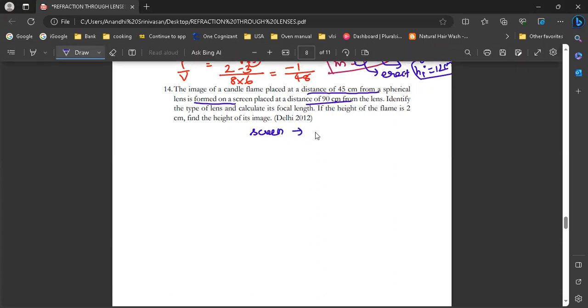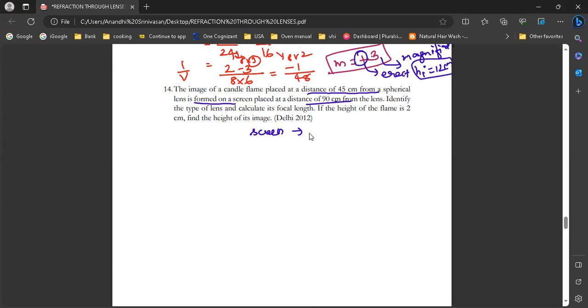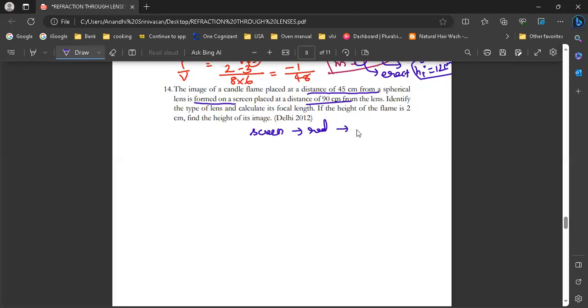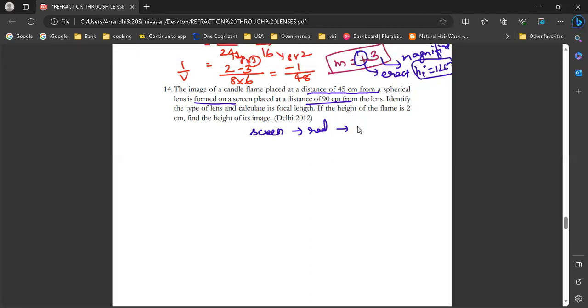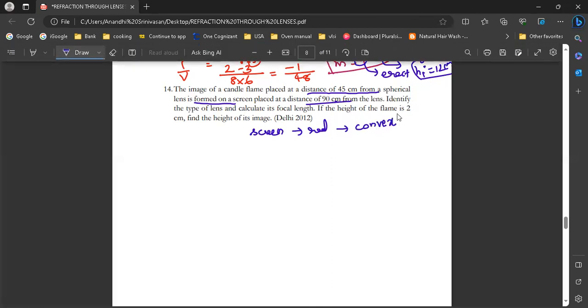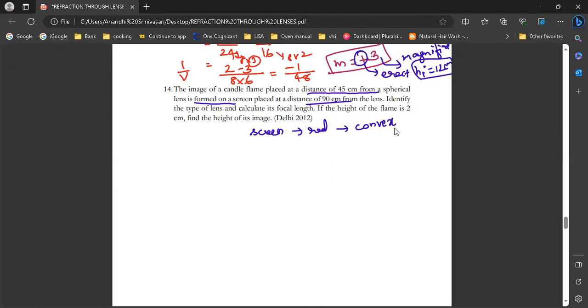Real image or virtual image? Real image. Okay, good. A virtual image cannot be captured on a screen. So a real image can be captured on a screen. Which lens produces a real image? Convex lens. So the spherical lens is a convex lens. As the image is formed on the screen, only a convex lens provides a real image which can be captured on the screen. Clear? So the type of lens is convex lens.